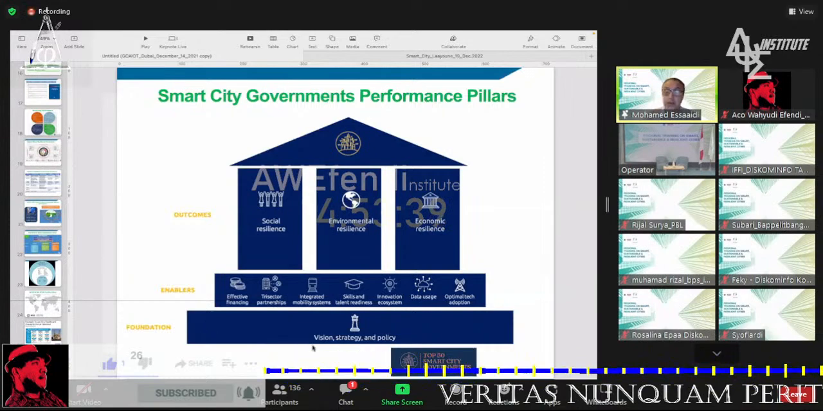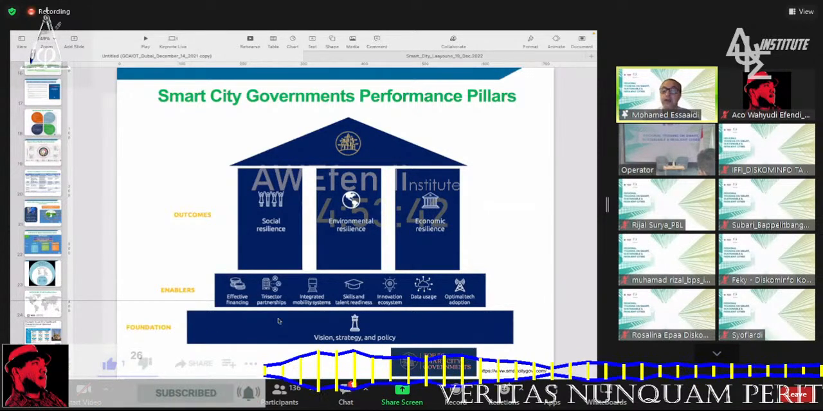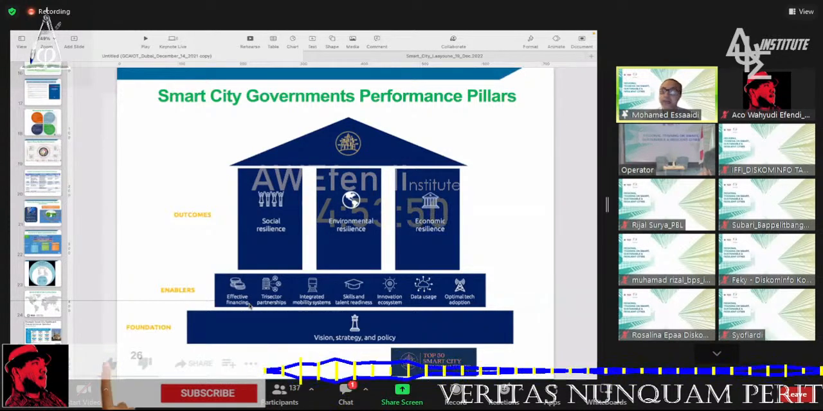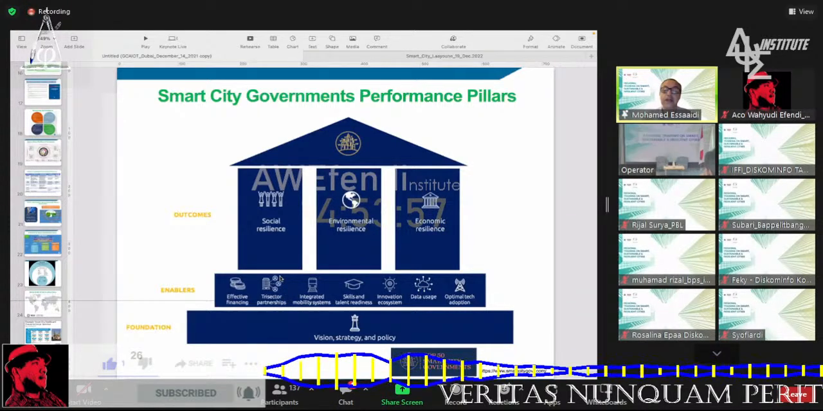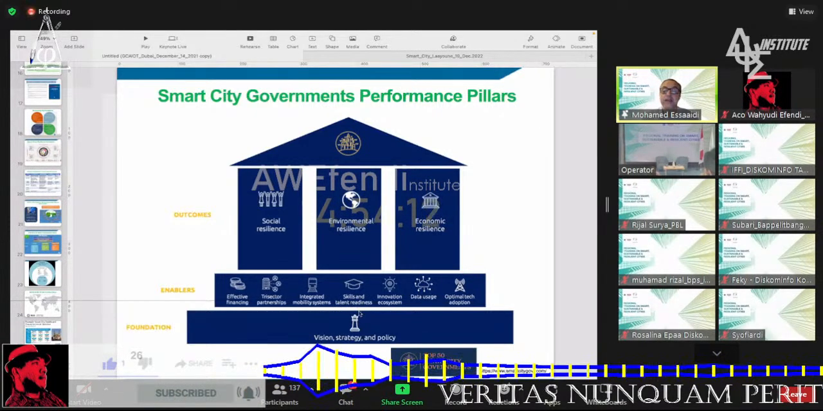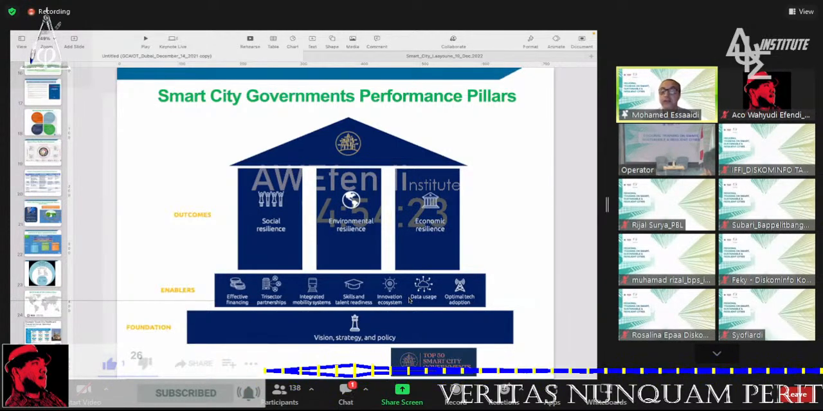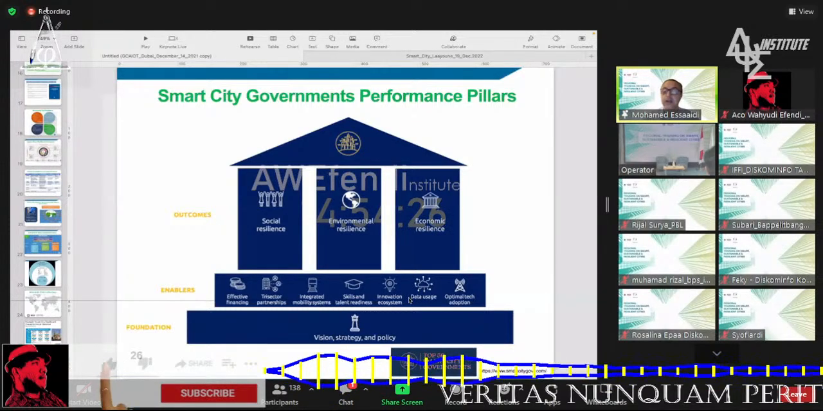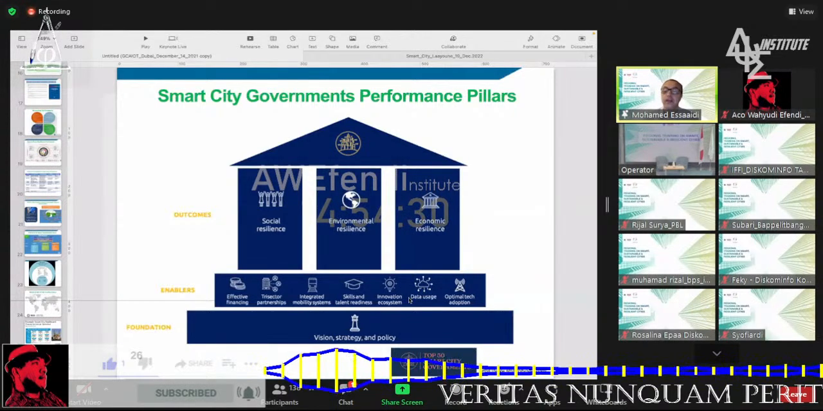So in the strategy and the policy for smart city, then we have the enablers layer, which is based on effective financing. So money is key for all kinds of applications and projects of the smart city. Then trade sector partnership. We need to involve and engage all the stakeholders. Public-private partnership is one of the concepts that could be included. Integrated mobility systems, skills and talent readiness. We need, of course, to have the required skills to develop the solutions of the smart city. Innovation ecosystem based on universities and labs are also very important components.